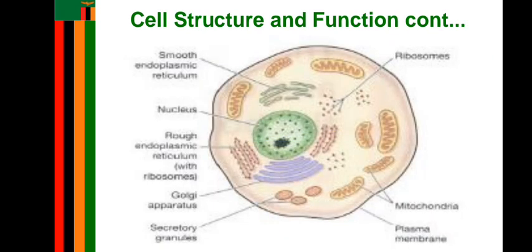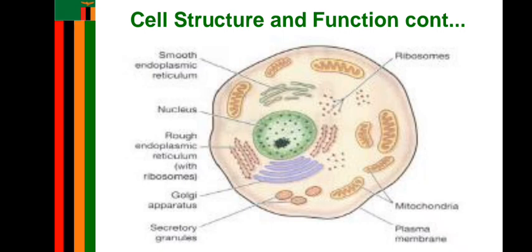So this is the detailed structure of the cell. We have the smooth endoplasmic reticulum, which is there. Then these that you can see here are the ribosomes. This part is the nucleus, and this is the rough endoplasmic reticulum. Now you can notice the difference. These that are smooth don't have ribosomes attached to them, and these that are rough have ribosomes attached to them. And remember, ribosomes help in protein synthesis.